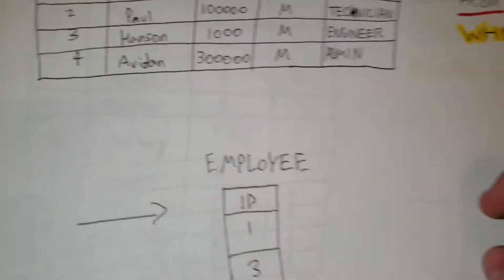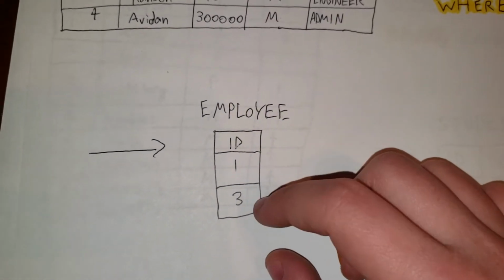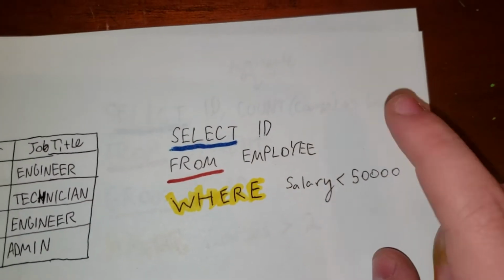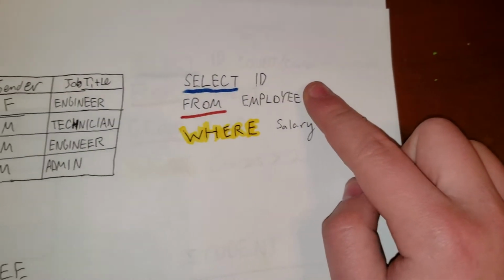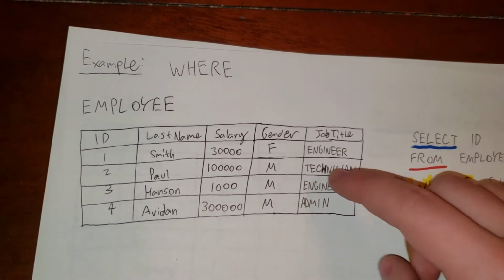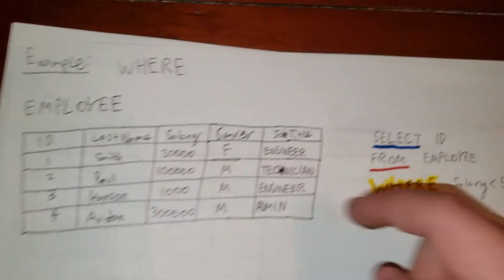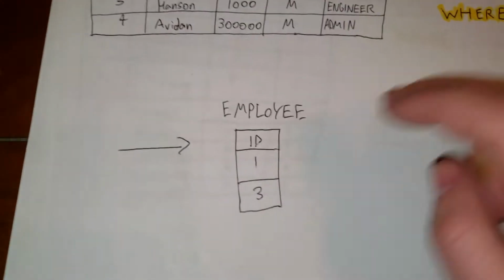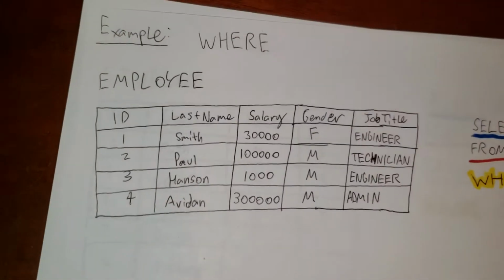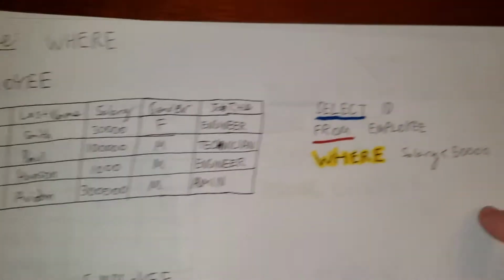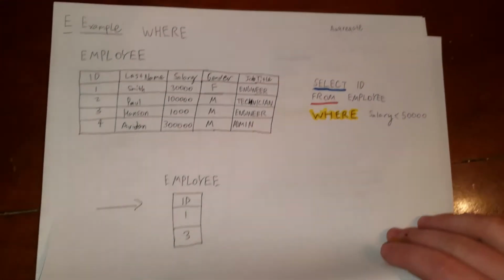So what we end up with is employee IDs 1 and 3, because if you remember, we just selected the ID. If we wanted to, we could select the entire row, or say like the ID and the last name, but in this example we just selected the ID, right? So we're going to give the ID of 1 and 3, which is the ID of people with less than 50,000 salary, right? Simple enough. Now let's look at having.